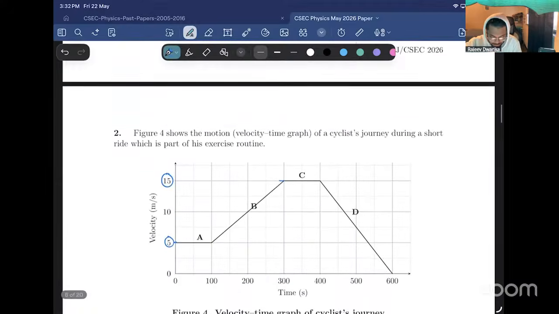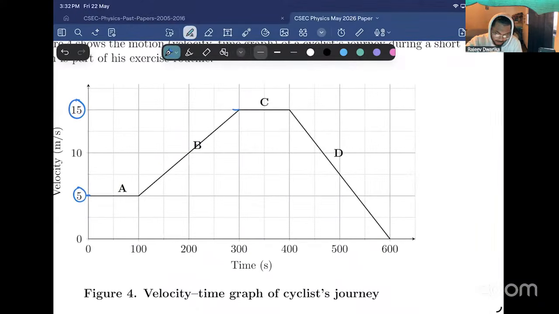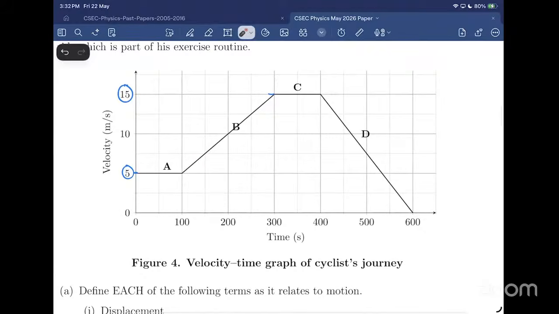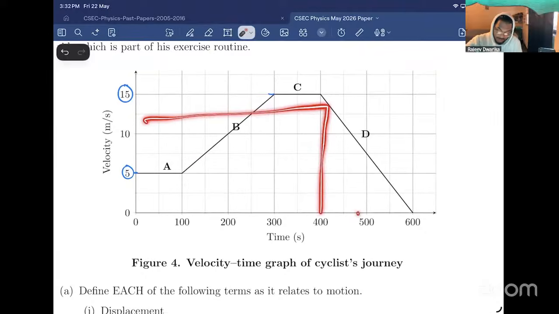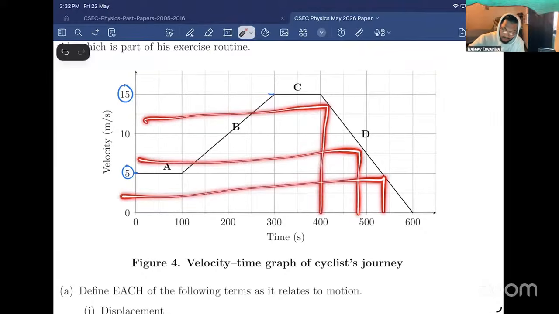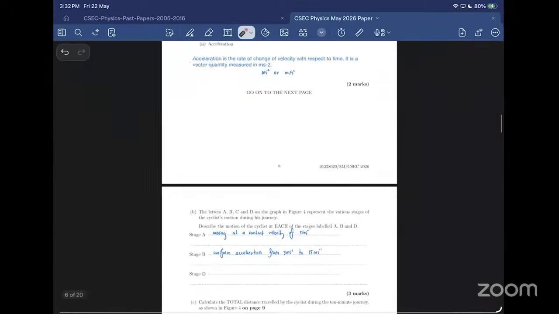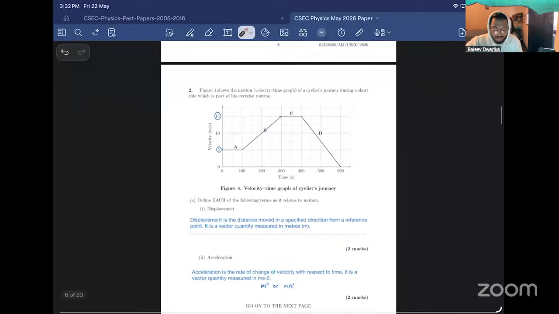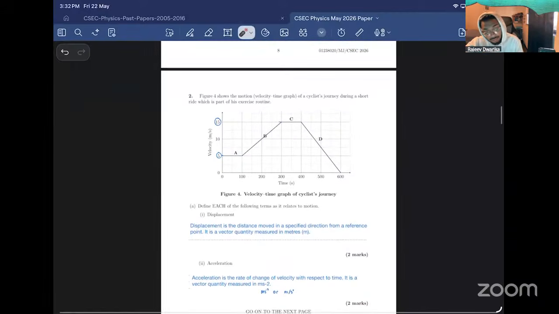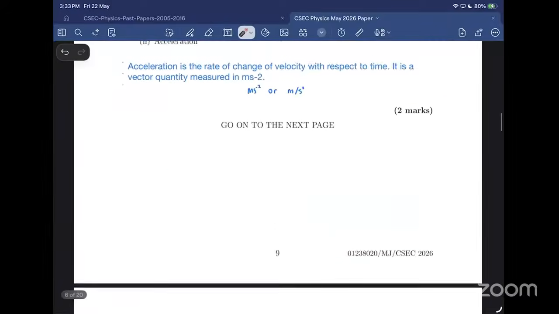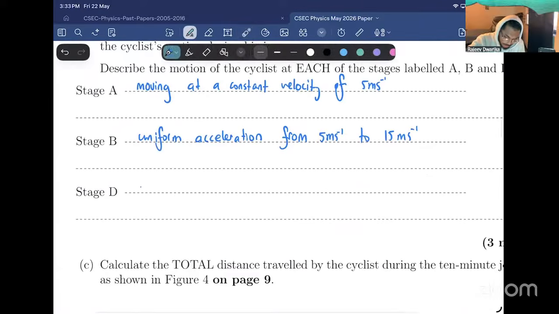Stage D now. Stage D looks like deceleration, because as time passes by, your velocity drops and it eventually reaches 0. You're decelerating uniformly from 15 to 0 meters per second. So, uniform deceleration.